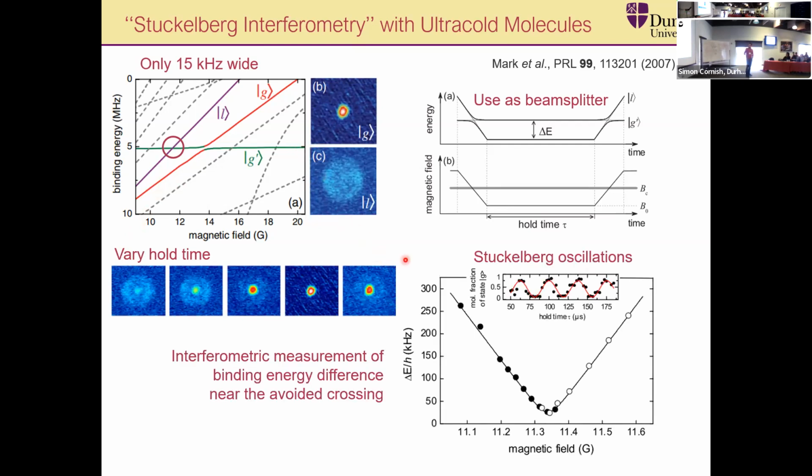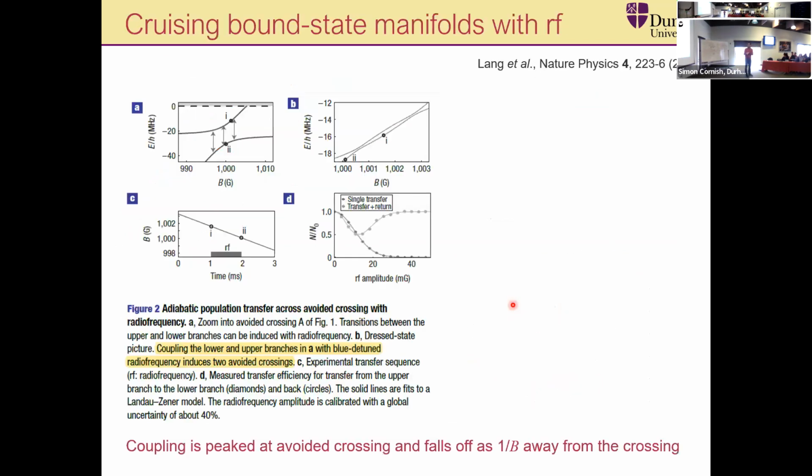And we can use this to measure, if you just vary the hold time, you can measure out the oscillations between being in one component or the other. And that's effectively measuring the splitting of these states very sensitively. And here they map out the avoided crossing as a function of energy. It all agrees wonderfully with the theory of these near threshold states.